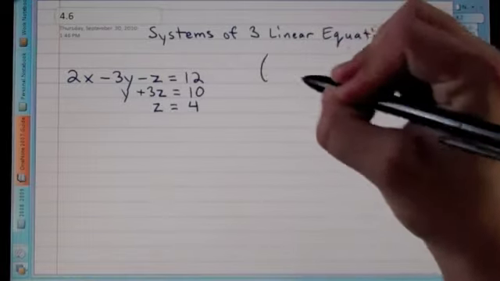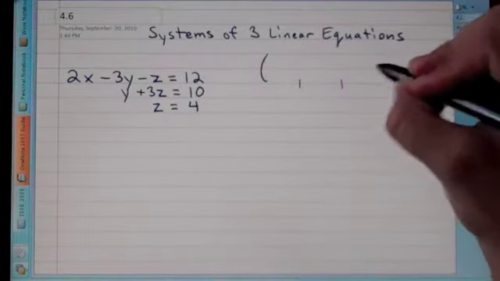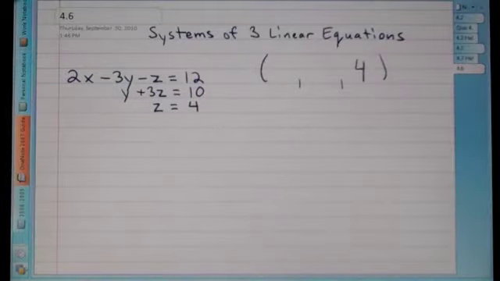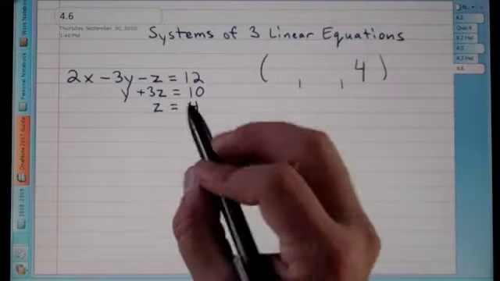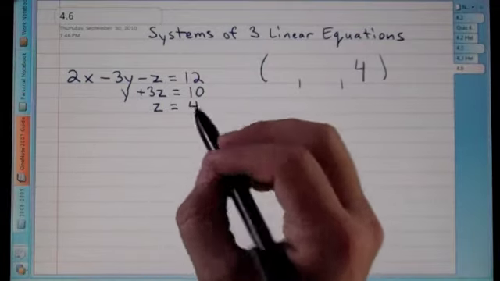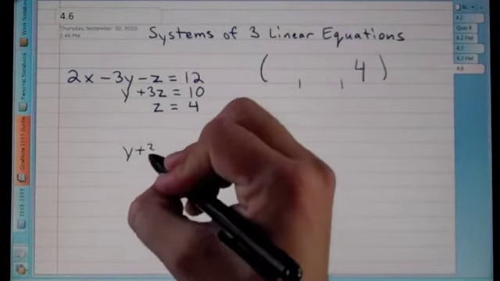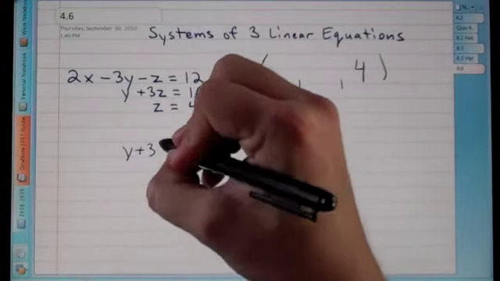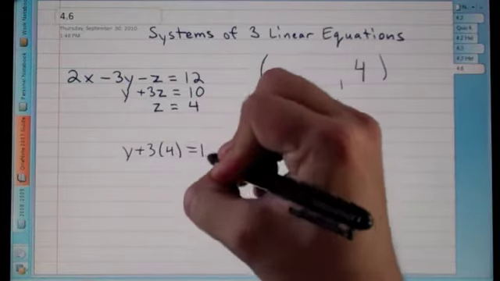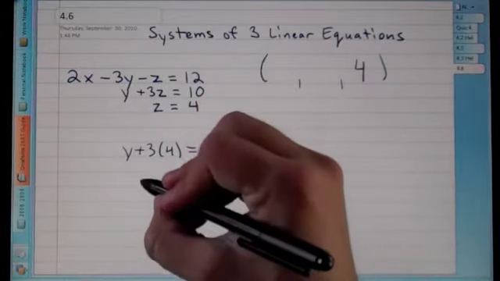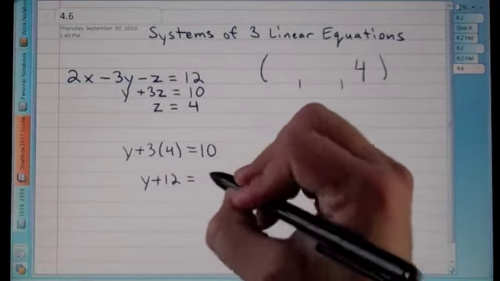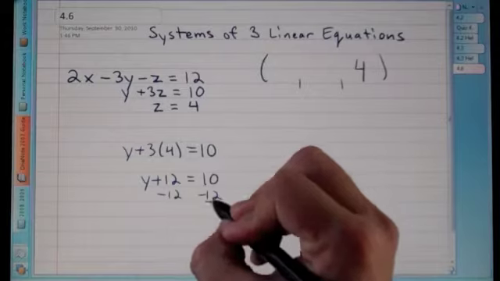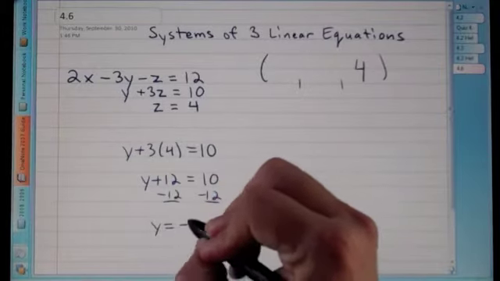Now we're going to write our answer just like we do a coordinate, but now we have 3. Now we know already that z is equal to 4, so there we go. So now we're going to move our way up. If we know z is 4, we're going to take y plus 3z. Instead of saying z, now we can actually say times 4 equals 10. Therefore we have y plus 12 is equal to 10. Subtract the 12. Now we have y is equal to negative 2.